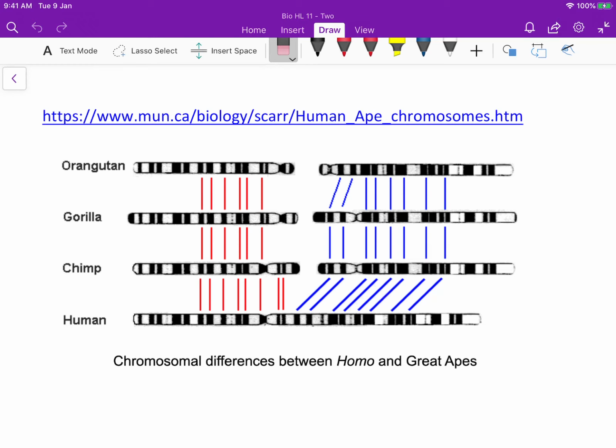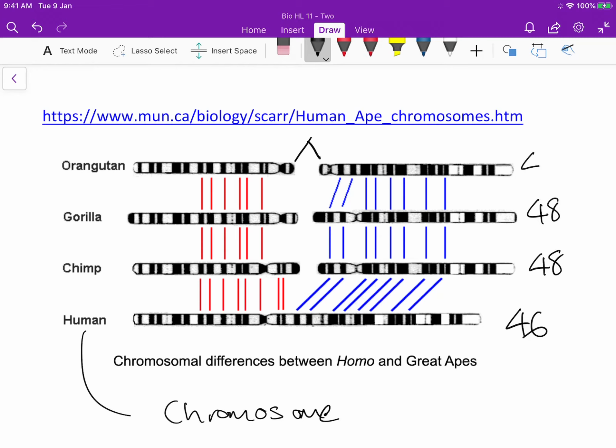So what about chromosome numbers in different species? Have a look at these. This is chromosome number 2 in humans, and we can see chromosome number 2. And in the other great apes, it's slightly different. And so all the evidence seems to be pointing towards the idea of a fusion event, that these two chromosomes combined and gave humans our 46 chromosomes when all these other species have 48.